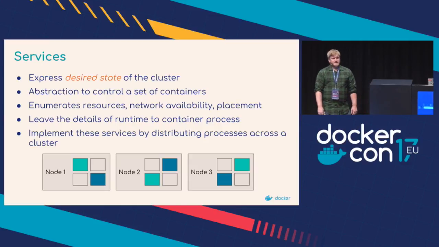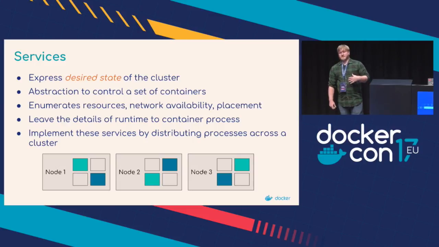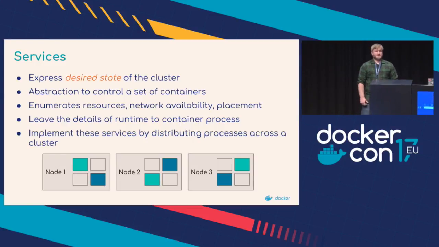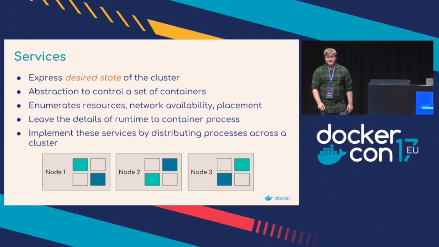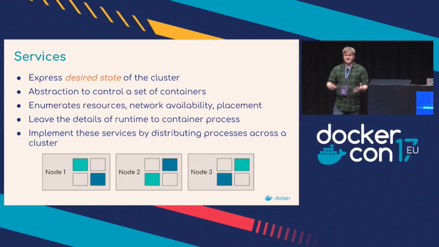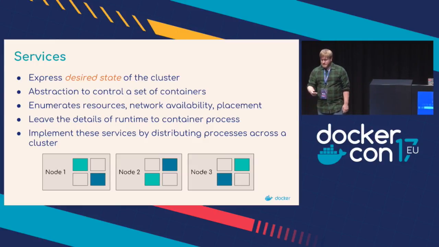In SwarmKit, we've organized it around a concept called services. Services essentially express a desired state of the cluster. It's an abstraction to control a set of containers. It enumerates resources, network availability, and placement, and it leaves the details of the runtime to the container process. In this diagram, we can see that we have 3 nodes, and there's 2 services, a blue and a green service, and we can see that they're distributed among our nodes. So this is a very simple way of looking at the problem. And this is what we try to express with our desired state in the service data structure.